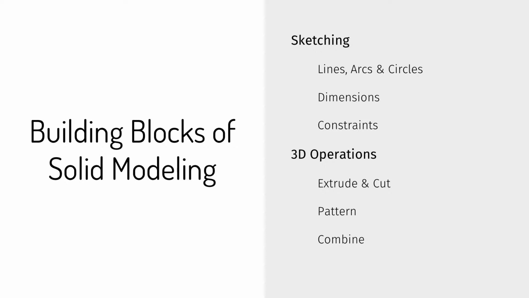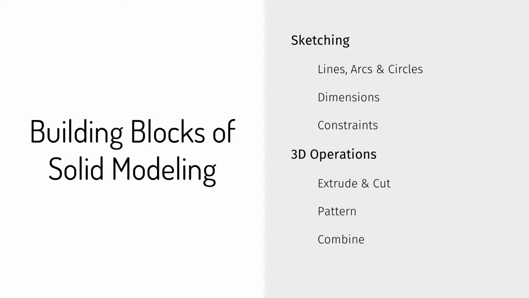Patterning, which is really powerful if you've got items that repeat in your model. So you don't have to draw or extrude every single one of them. You can just do one and make a circular or rectangular pattern. And then combine, which is how you make two objects into one object, or make two objects interface with each other somehow. And we'll get into that actually with the stool model.